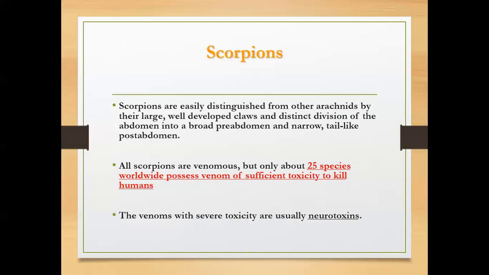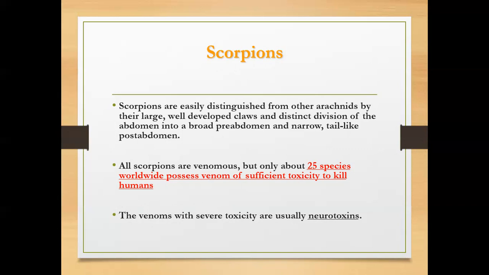Okay, number one, scorpions. Scorpions are easily distinguished from other arachnids, means those arthropods, by their large, well-developed claw and distinct division of the abdomen into a broad pre-abdomen and a narrow tail-like post-abdomen. You must have seen a picture of a scorpion, so it is only a description of how they look. All scorpions are venomous. They all contain venom, but remember that only about 25 species worldwide possess venom of sufficient toxicity to kill humans.